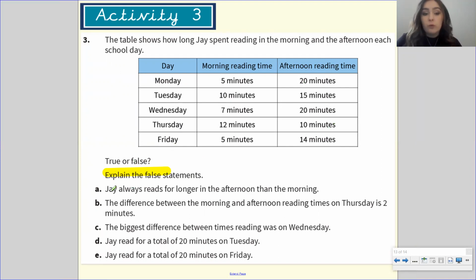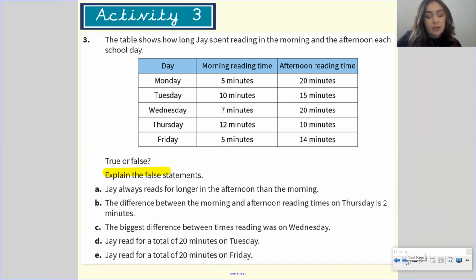So A, true or false, Jay always reads longer in the afternoon than the morning. True or false, and if you say false, you have to explain why. B, the difference between the morning and the afternoon reading times on Thursday is 2 minutes. True or false? Question C, the biggest difference between times reading was on Wednesday.